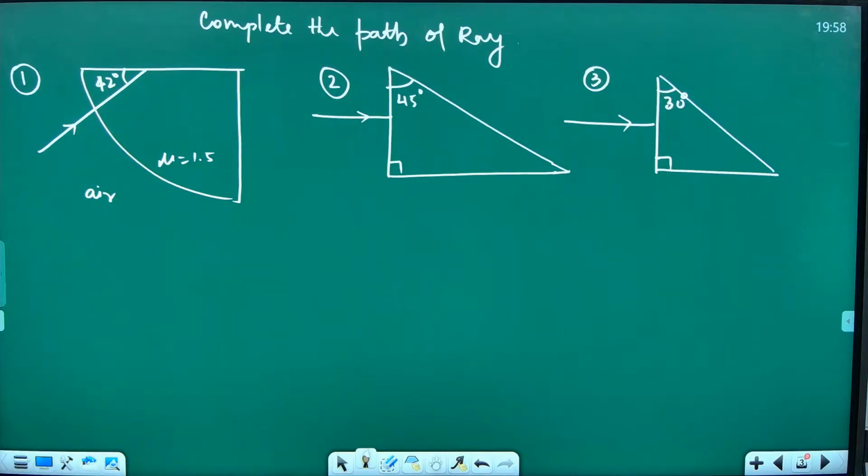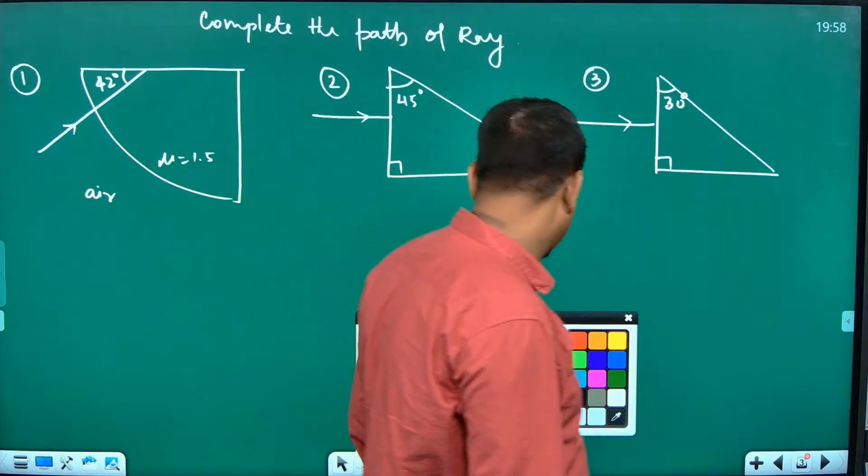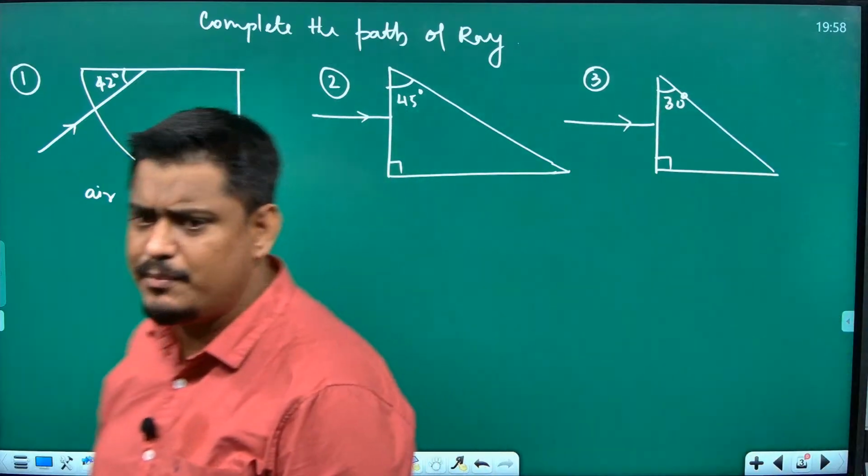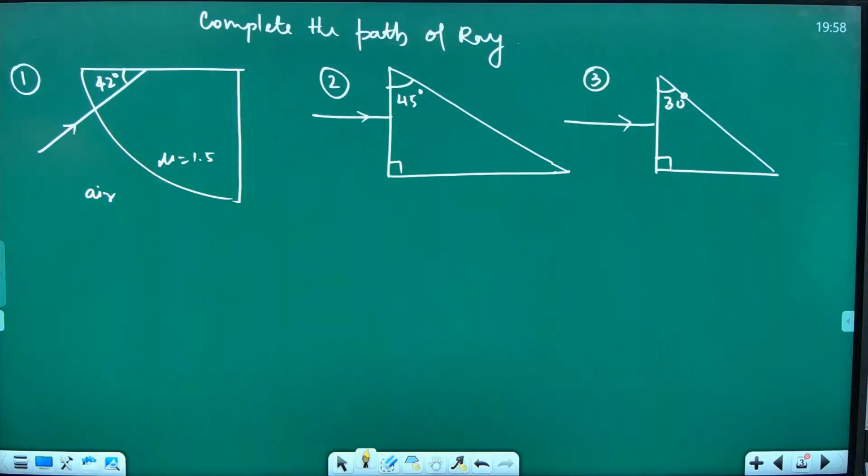There are 4, in front of you there are 3 diagrams. I want you to complete the path of the ray in each diagram. Give a try, I will help you in all the questions. I will come and see how you are drawing.